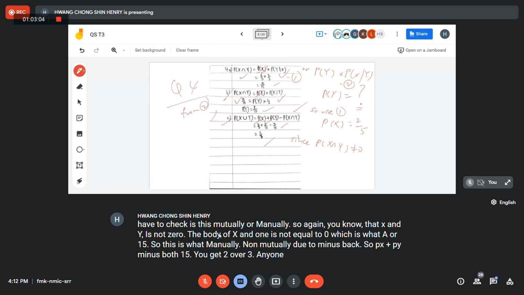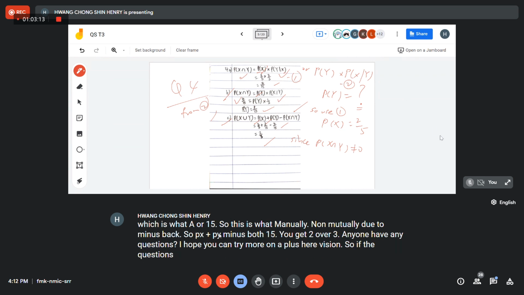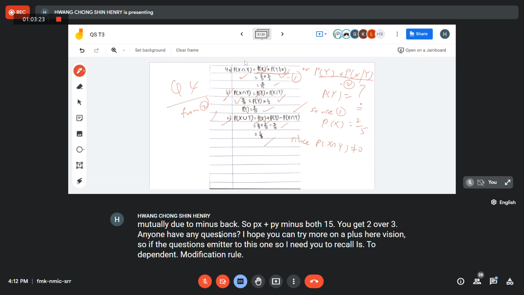Anyone have any questions? I hope you can try more from past year questions, right? If the question is similar to this one, I need you to recall these two: dependent multiplication rule using conditional probability. All right.